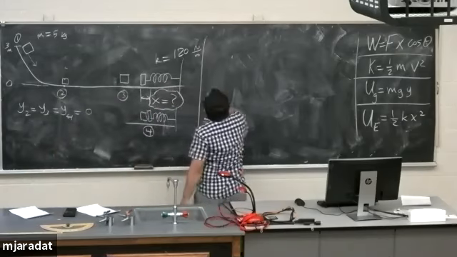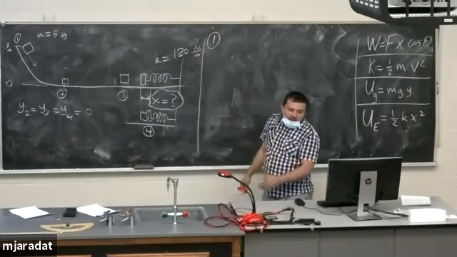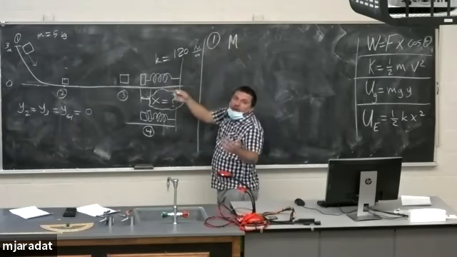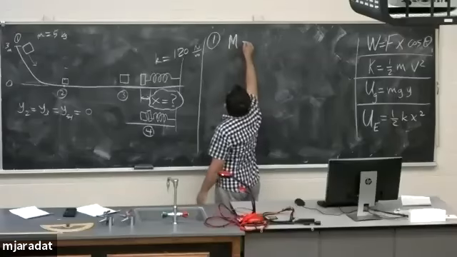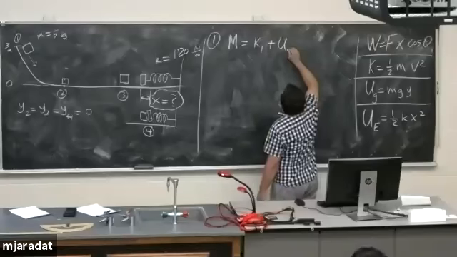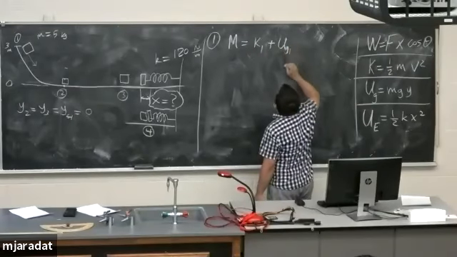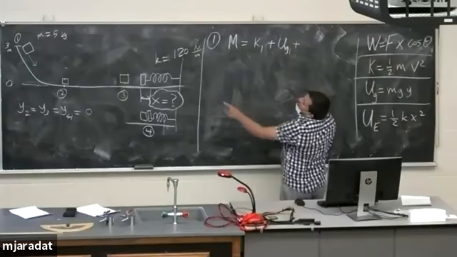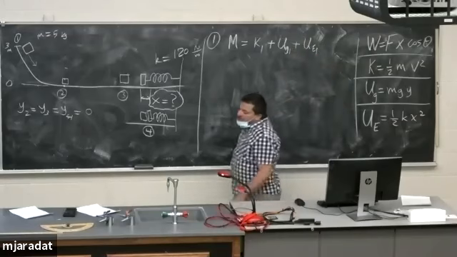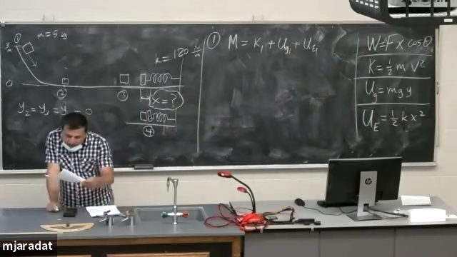Okay. At point number 1, just as we did in the building case. At point number 1, we have the mechanical energy. We don't need to name M1, M2, M3 because it is the same. It is equal to the kinetic energy at point number 1 plus the potential energy at point number 1. And this potential energy is due to gravity, so U gravity 1, plus we have another potential energy, the elastic potential energy at point number 1. It is E.